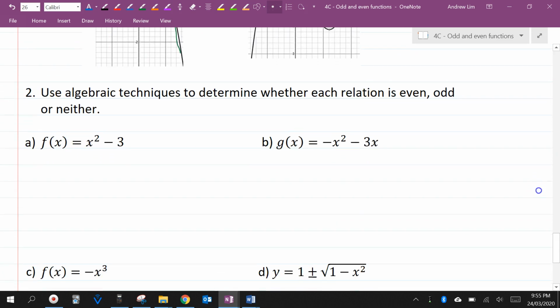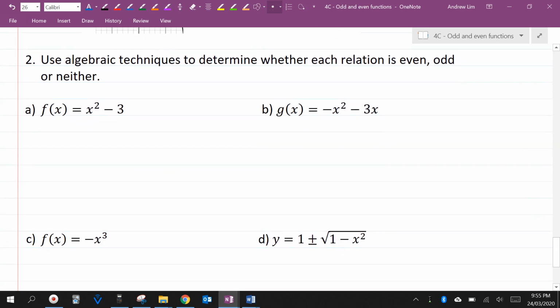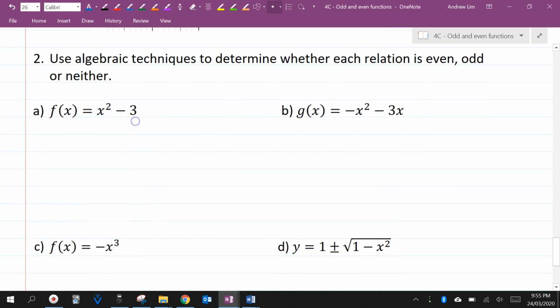Okay. What about algebraically? Use algebraic techniques to determine whether each relation is even, odd, or neither. Pause the video, have a go with this one yourselves. Okay, so always find f of negative x, see what that is equal to. Well, I'm going to replace all x's with negative x. This expands to just x squared minus 3. Hey, that's exactly the same as f of x. Therefore, it's even.